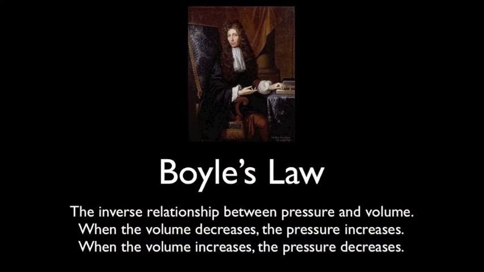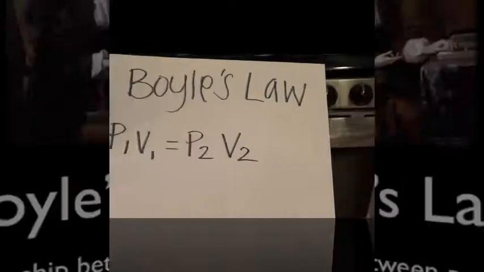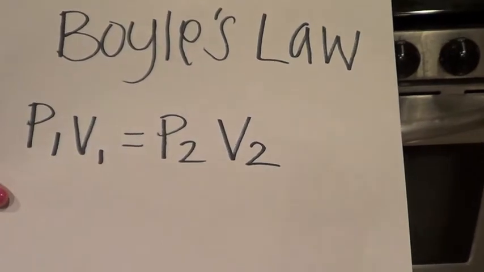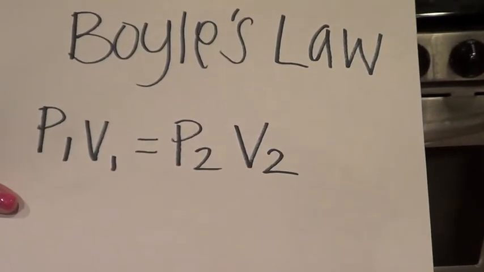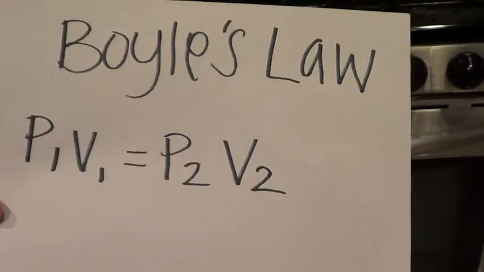We'll be doing Boyle's Law. Boyle's law is the inverse relationship between pressure and volume. When the volume decreases, the pressure increases. When the volume increases, the pressure decreases. The formula used for Boyle's law is P1 V1 equals P2 V2.